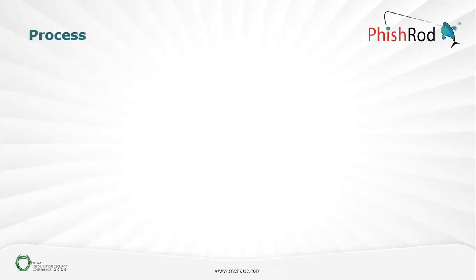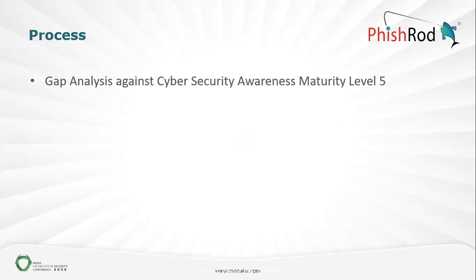So with that background, I'm just going to quickly focus on the process part. When it comes down to developing the process related to cultural change or organizational awareness with respect to phishing, there are 2-3 steps that we would like to recommend, based on which you can build your own awareness framework. One of them is the gap analysis against cybersecurity awareness maturity level 5.